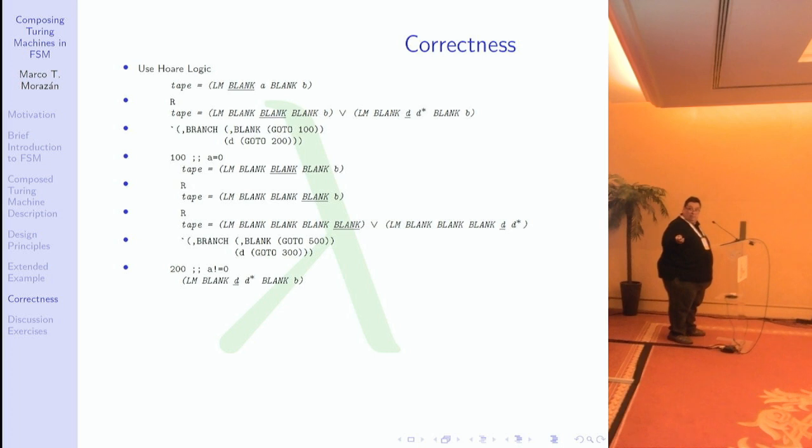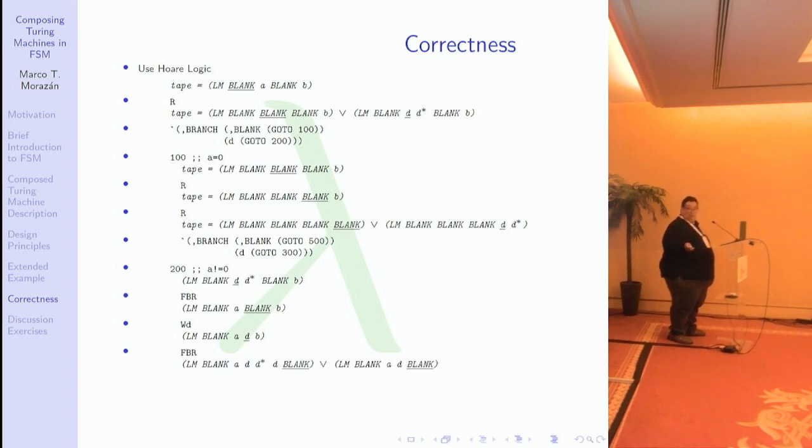Now, more interesting, what happens when A is not 0? We move to the first blank to the left. So we're on the first D of A. First blank to the right, is there, right? So now we're after A. The head is after A. And we write the D there. Right, so that's easy. So now that blank is mutated to a D.